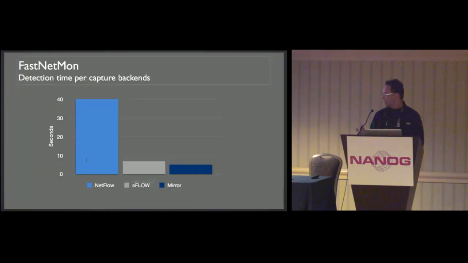So this is the detection time per capture backend. You can see that NetFlow is the slowest here. It takes around 40 seconds to detect. sFlow takes around 2-3 seconds. And port mirroring is the best for detection in terms of speed.